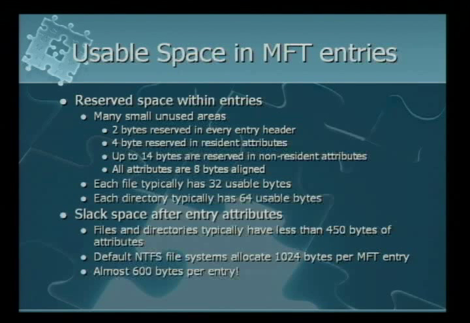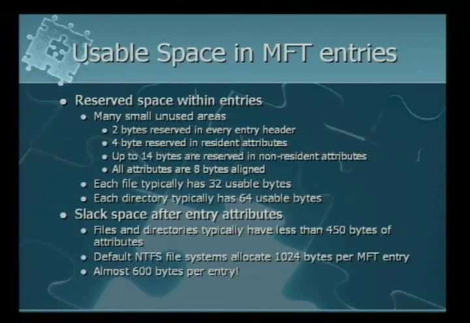Looking at in-band, you've got a whole bunch of reserve space. A whole bunch of bytes in every attribute are reserved. And doing a little bit of research analysis of live systems, we found out that for every file on a system, you've got about 32 bytes of reserve space within its attributes. And for every directory, about 64 bytes. That's not a whole lot of data. Maybe it'll work if you want to hide just a small amount of data, but that's not much.